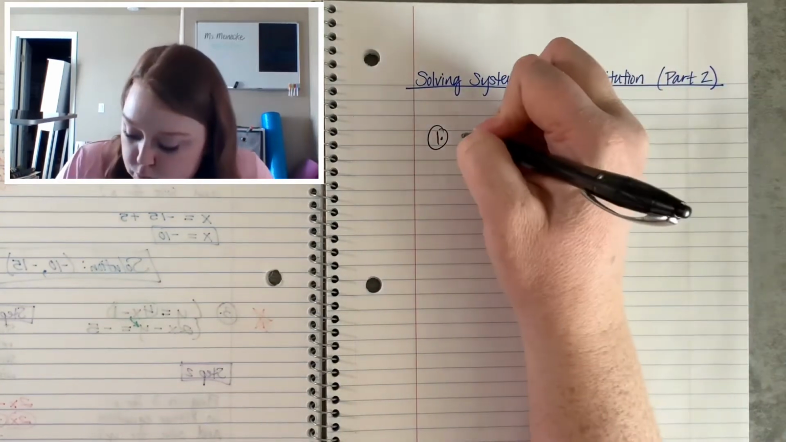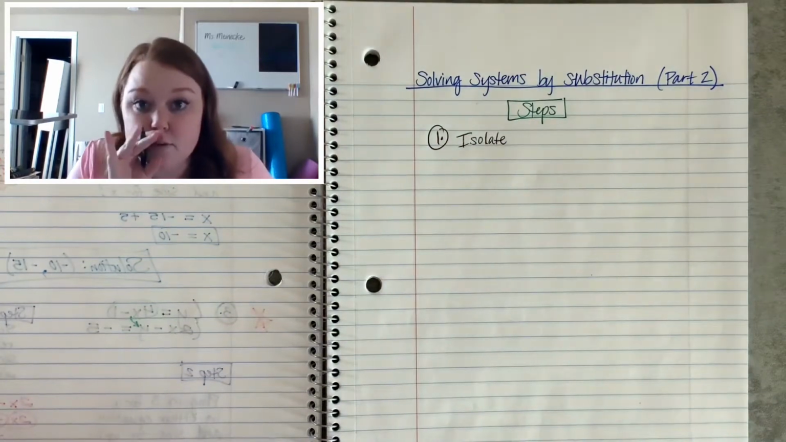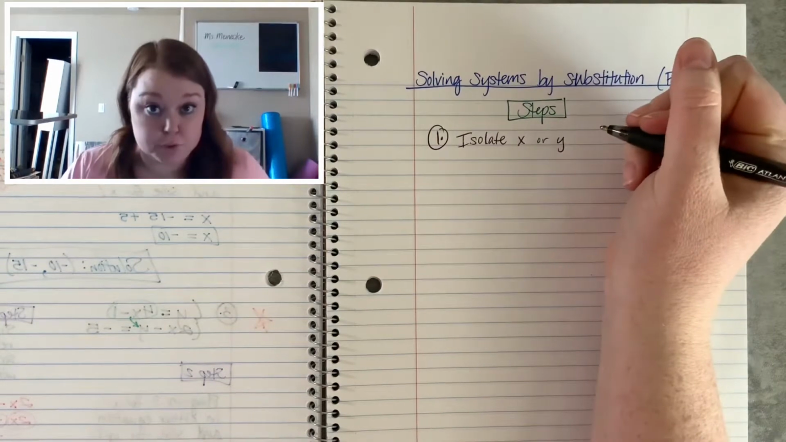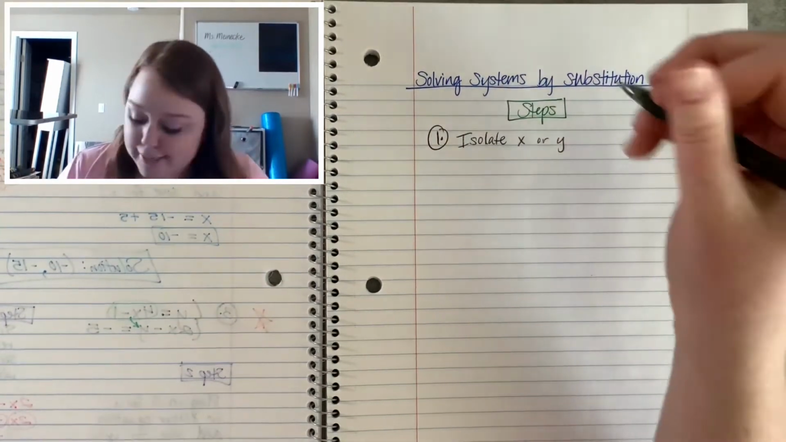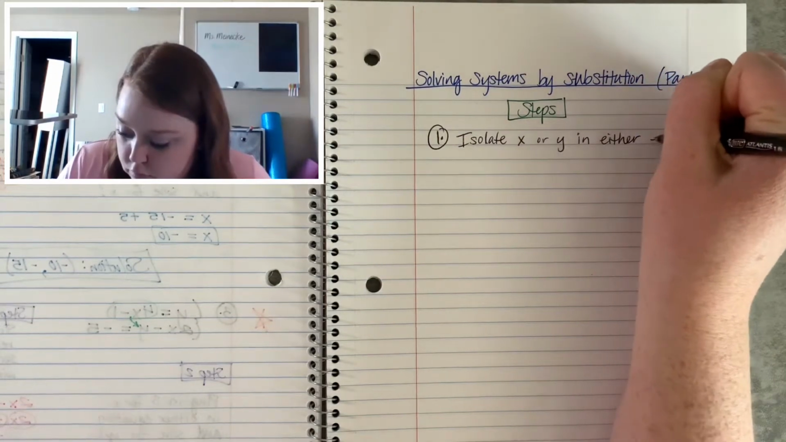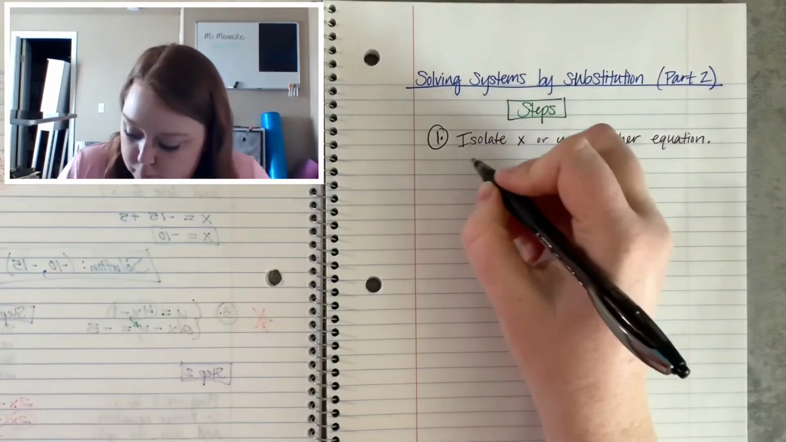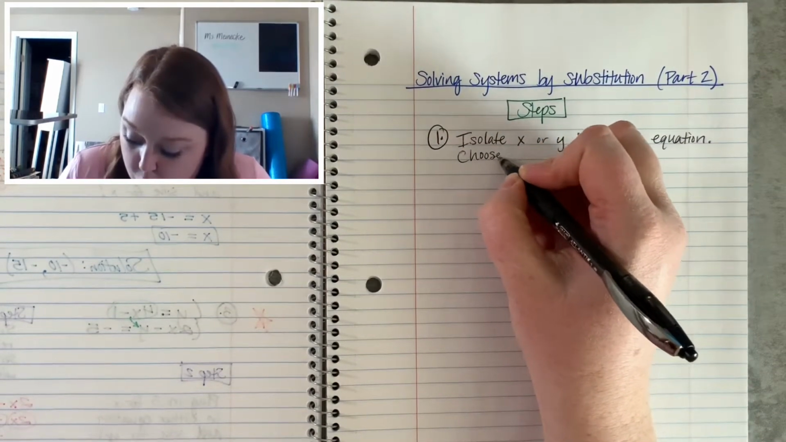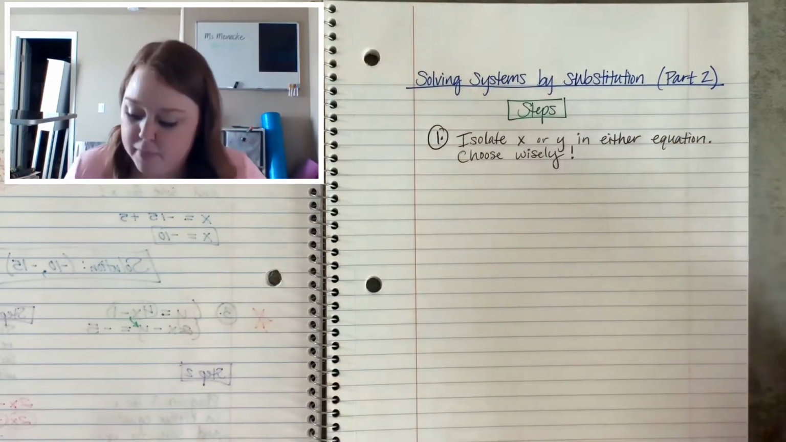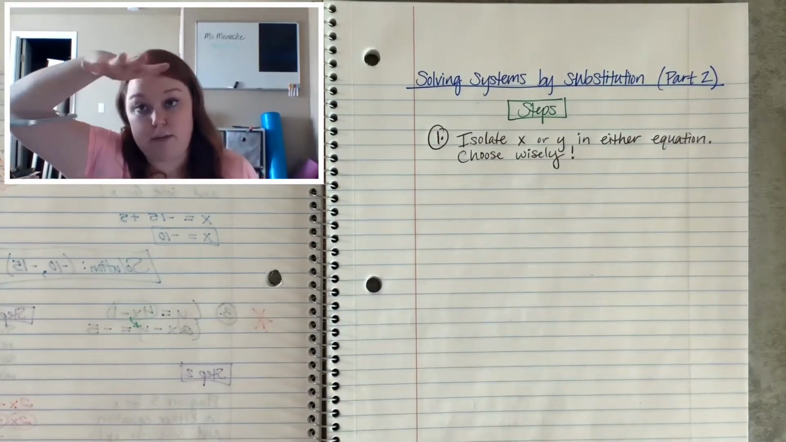step 1 is to isolate, and that means get it by itself, right? You're going to isolate X or Y. It's your choice. You can choose to isolate X or Y in either equation. Okay, and then I'm going to write choose wisely. You can isolate X or Y in the top, in the bottom.